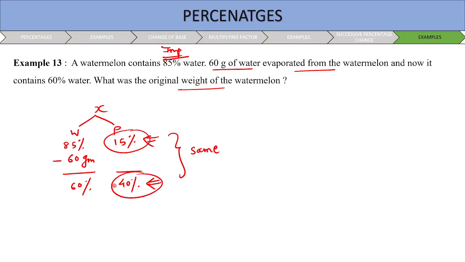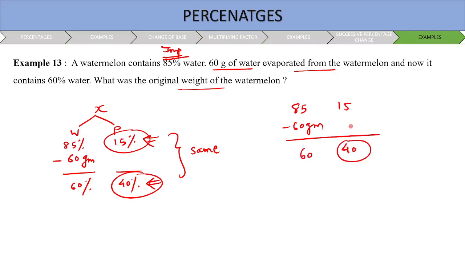But we see that this value is different over here. In this case, it is 15 percent. In this case, it is 40 percent. So how to make it the same? Before that, I want you to consider this as 85, this as 15. You remove 60 grams. And the final is 60 and 40.